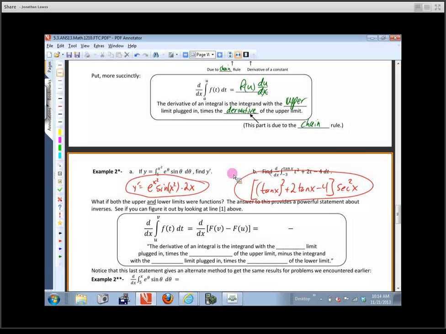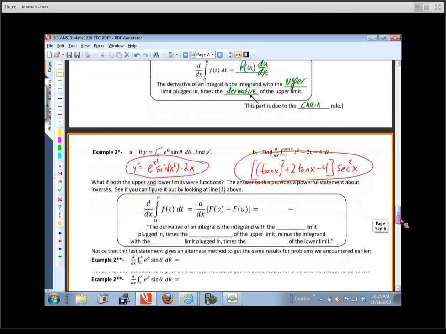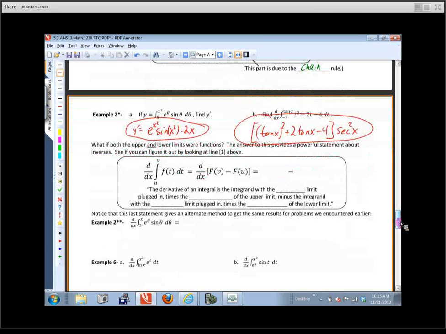Okay, but again, this relies on the fact that the lower limit is a constant and the upper limit is a function of x. So let's deal with this completely. What if the lower limit wasn't a constant? What if we wanted the lower limit to be a function of x also? We wanted it to be a variable.